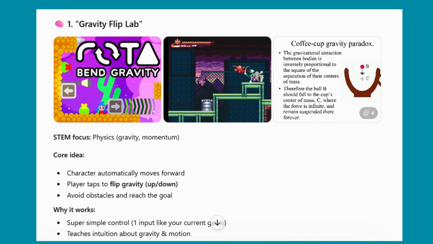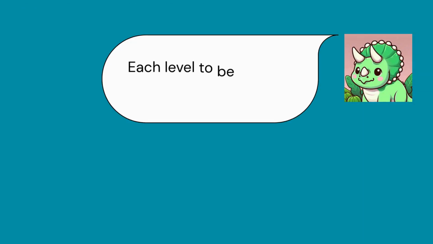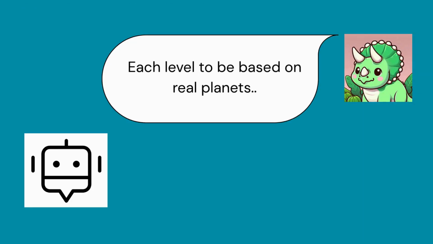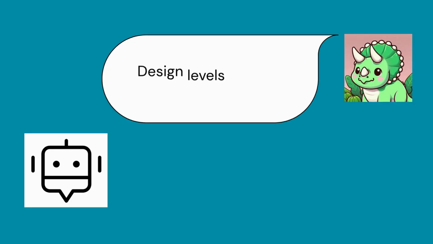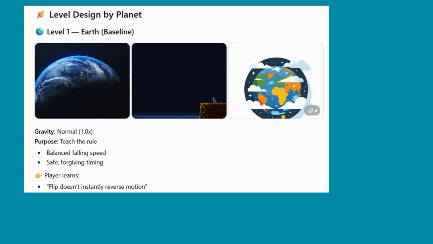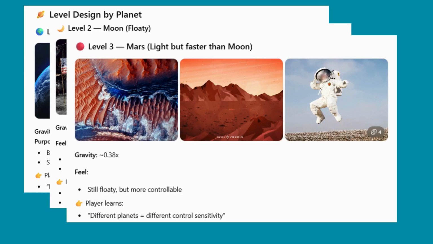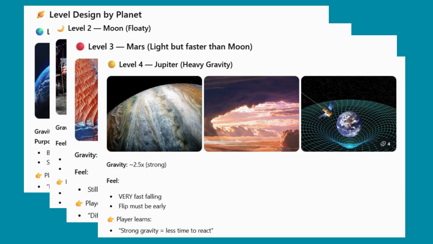I followed my intuition and chose Gravity Flip Lab. I could clearly imagine the gameplay, jumping across planets with different gravity. I wanted each level to be based on real planets. So I asked AI, design levels based on actual gravity. And it gave me this: Earth, normal gravity; Moon, very floaty; Mars, light but controllable; Jupiter, very heavy gravity.